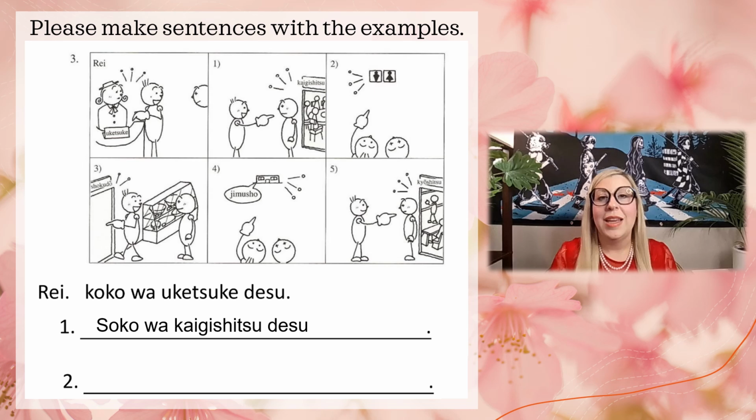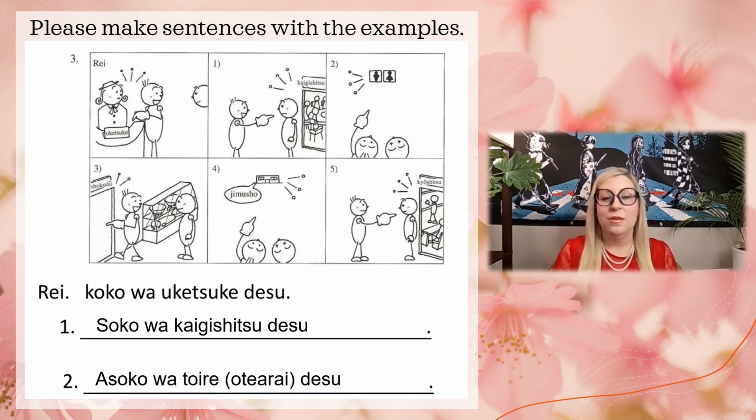Soko wa kaigishitsu desu. Now in example 2, we see that the little symbols for the restroom are far away from both the speaker and the listener. So instead of saying soko, because it's not close to the listener, we're going to say asoko. That way over there. Asoko wa toire desu. And that means over there is the restroom.